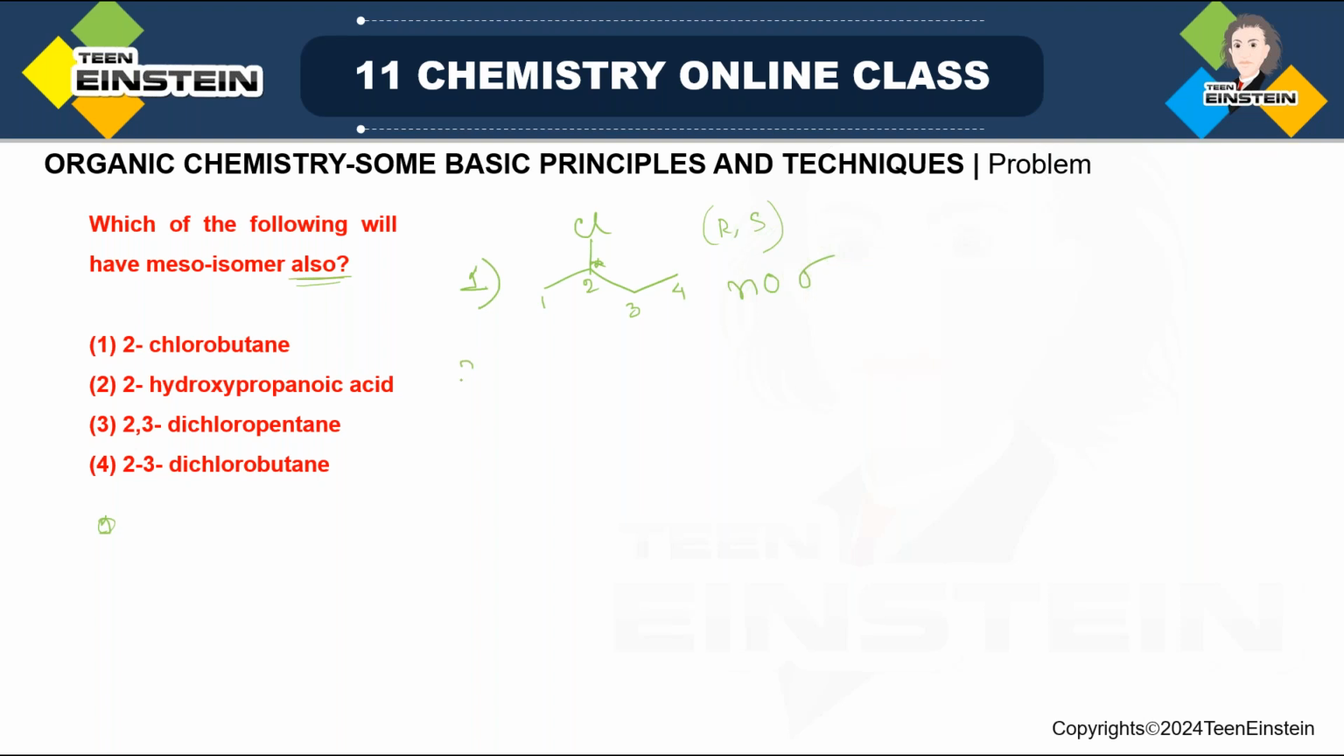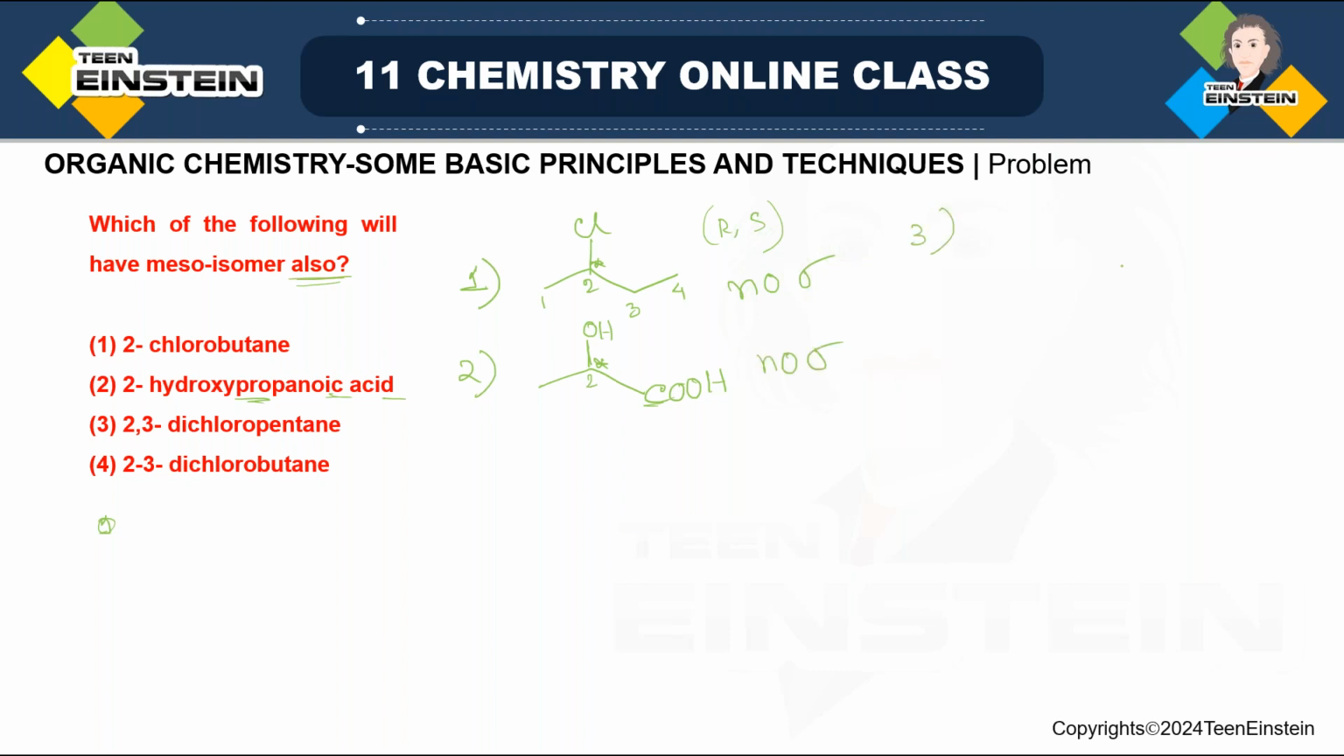This is not symmetric. What about the second molecule? 2-hydroxypropanoic acid. Propanoic acid is this molecule. Total 3 carbons, prop, ending with oic acid, and the carbon of the CO2H group is also part of the chain. 2 position is this position. Now this molecule also has just one chiral center. So you can have either R isomer or S isomer, but you cannot find any sigma plane. You cannot cut the molecule in such a way that you get two similar halves. No sigma plane.